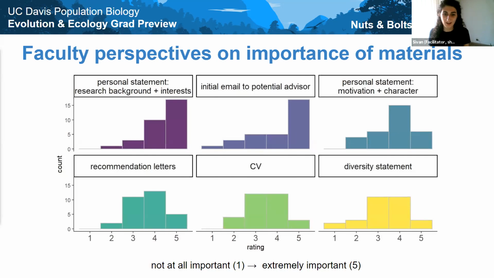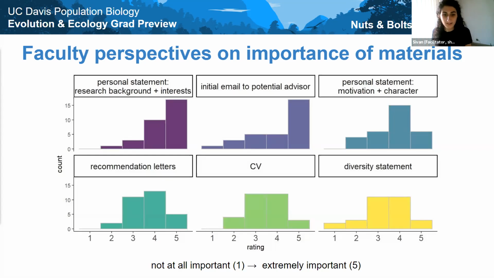And so we surveyed 31 faculty from UC Davis who take students through population biology or the grad group in ecology, but they also take students through others. It's just who we surveyed. And we asked them to rate how important they thought these different materials or parts of the application process were for your admissions. A rating of 1 means that this is not at all important. A rating of 5 means it's extremely important. And by important, we mean how much are they using these materials to evaluate whether you're a good fit for the program or the lab.